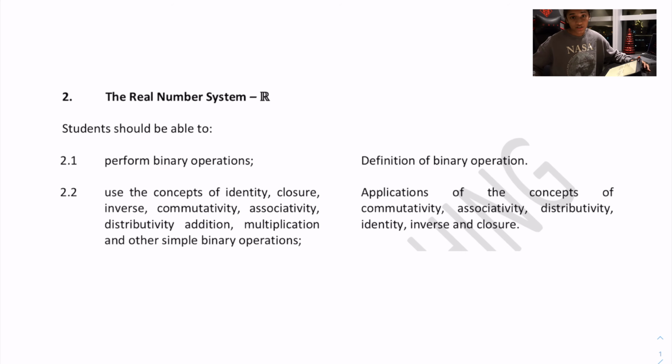In today's video, we're going to look at the real number system. Underneath the real number system, the first two syllabus objectives involve binary operations. The first one, 2.1, states that we should know how to perform binary operations, and the second involves concepts relating to binary operations, and then we need to learn how to apply them.